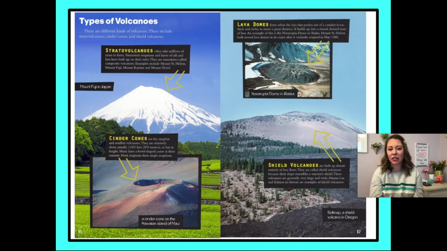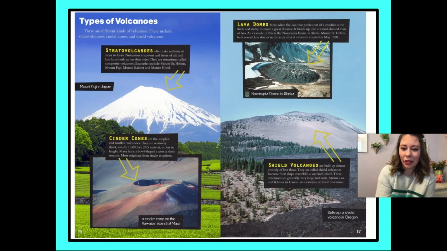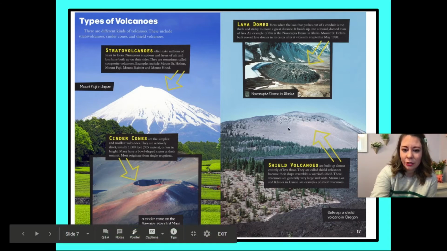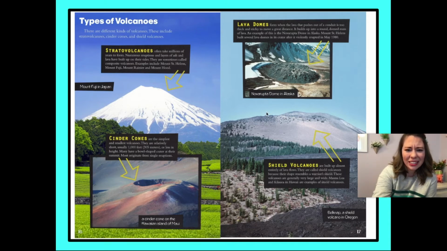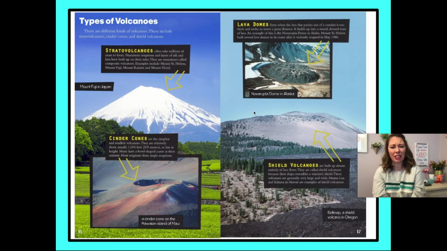And then lastly, shield volcanoes. We can see this picture of the shield volcano on the right-hand side. It says shield volcanoes are built up almost entirely of lava flows. They are called shield volcanoes because their shape resembles a warrior's shield. These volcanoes are generally very large and wide. Mauna Loa and Kilauea in Hawaii are examples of shield volcanoes. Awesome. So they have an example of a shield volcano here. And then remember, this is a stratovolcano. So you can look and see how they look similar and how they also might look a little different.